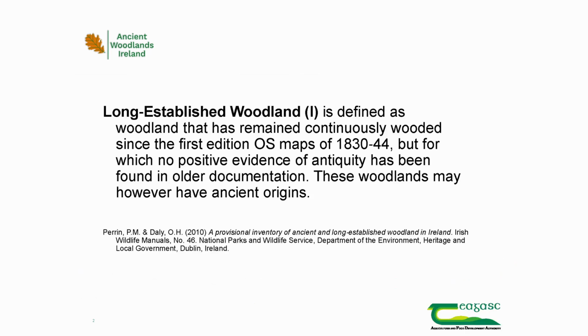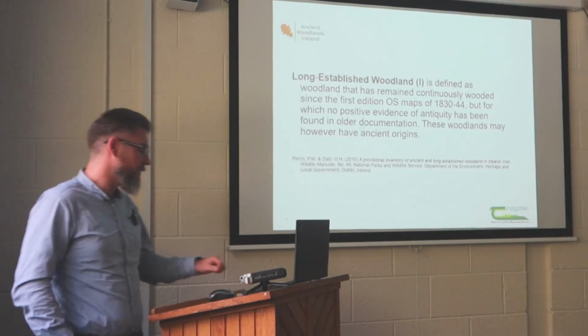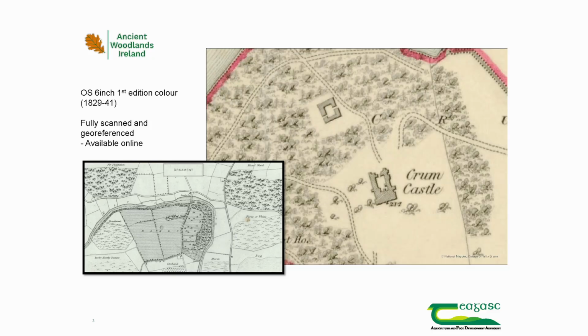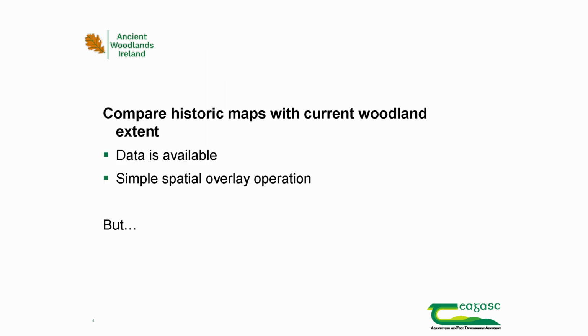So, as we've already said, the definition of a long-established woodland is basically a woodland that has been continuously forested since the first edition OS map, around 1830 to 1844. And the great thing about these maps is that they're freely available, fully scanned and georeferenced. So technically, that shouldn't be a big problem. All we need to do is identify all the woodlands that are on these maps, overlay them with what's currently there, and we've got them. But as John already said, it is not quite as easy.